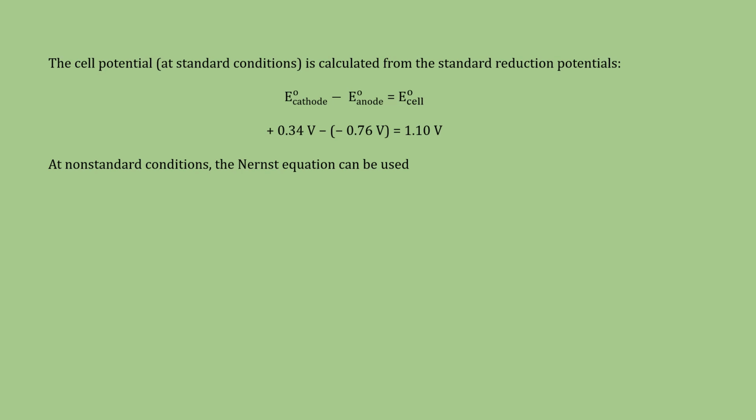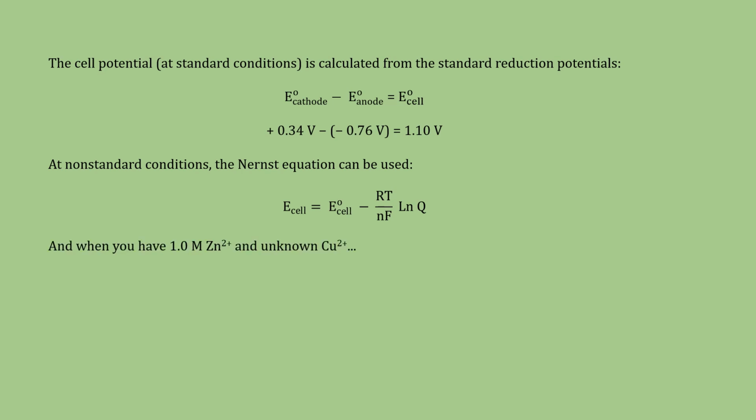For non-standard conditions, where concentrations are anything but 1, we find ourselves using the Nernst equation. The Nernst equation would allow us to calculate the non-standard cell potential by subtracting from the standard cell potential a correction factor of sorts. R, our gas constant, T, our temperature, n is the moles of electrons transferred, F, Faraday's constant, and Q, the reaction quotient.